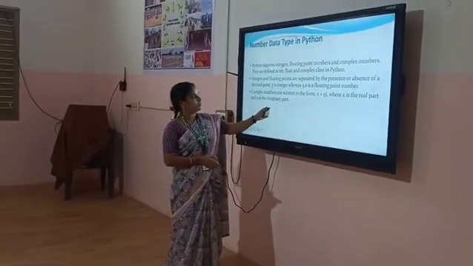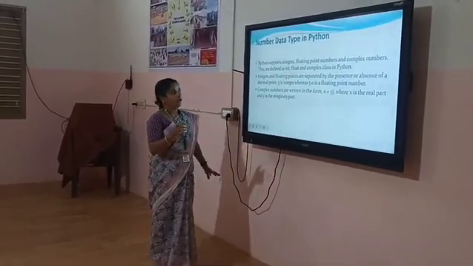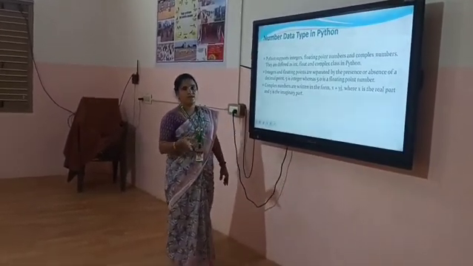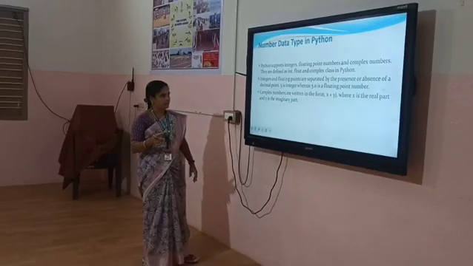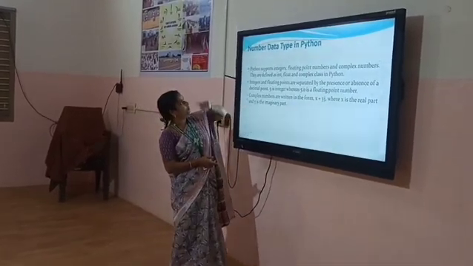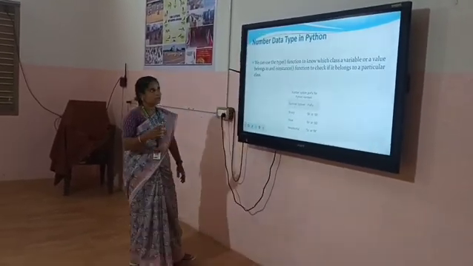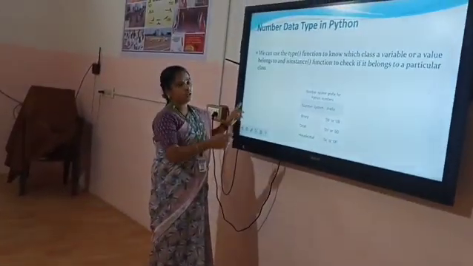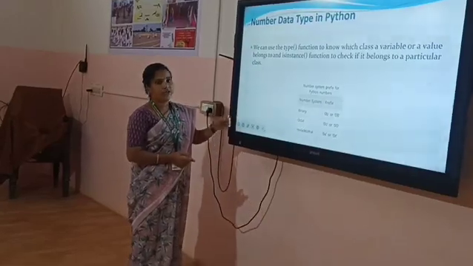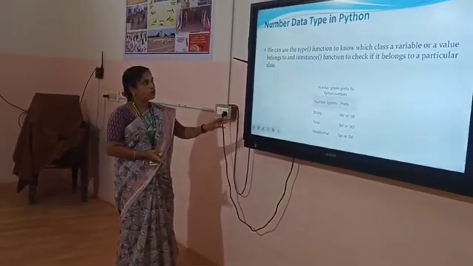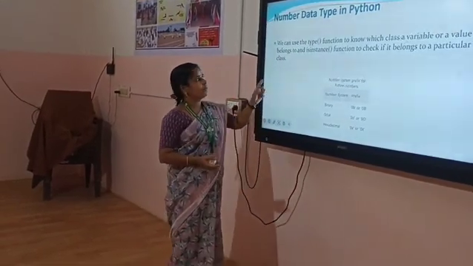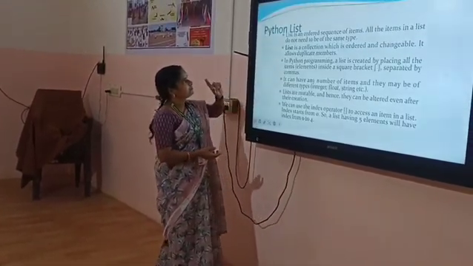Complex numbers are written in the form x plus yj, where x is the real part and y is the imaginary part. So, number data types in Python. We can use the type function to know which class a variable or a value belongs to, and the isinstance function to check if it belongs to a particular class.